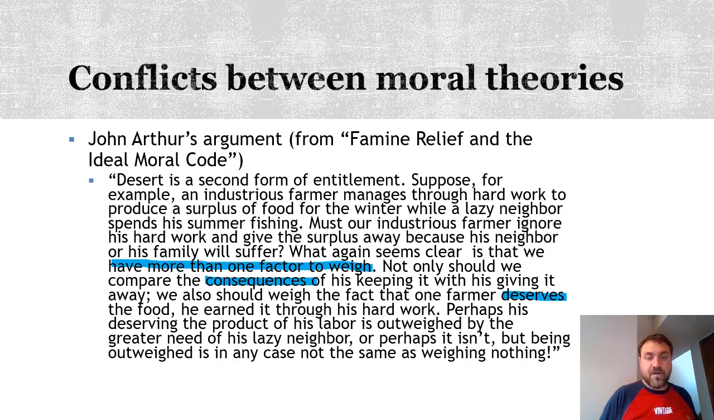He earned it through his labor and hard work. Perhaps his deserving the product of his labor is outweighed, again, we're talking about weighing different sorts of moral duties, by the greater need of his lazy neighbor, or perhaps it isn't. But being outweighed is not the same as weighing nothing.